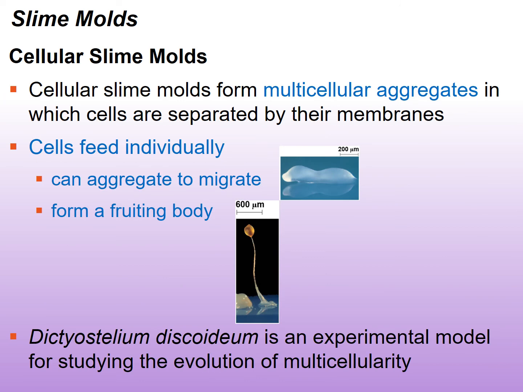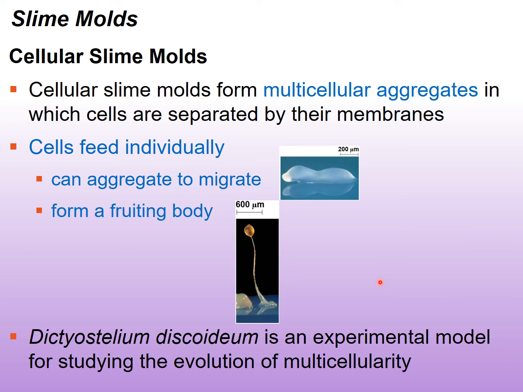Cellular slime molds are multicellular organisms. So these actually form multicellular aggregates, which are the aggregates that basically move around like a slug. These cells are individual, so that they feed individually. Okay, so it's almost like a unicellular aggregate or multicellular aggregate of single cells, really. The aggregate forms in order to migrate and find a good feeding source. They do also form fruiting bodies.